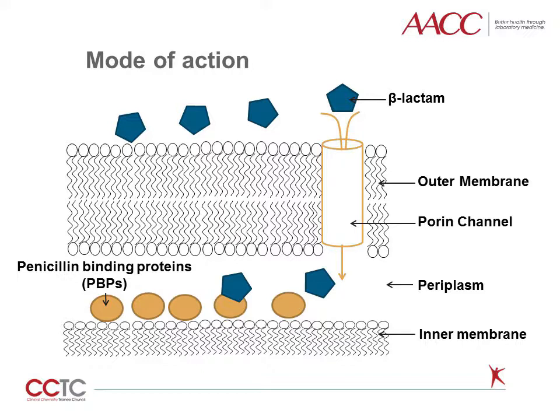Beta-lactam antibiotics target bacterial cell wall biosynthesis. They bind to and inhibit penicillin-binding proteins, or PBPs, which are required for building peptidoglycan, an essential cell wall component. In gram-negative bacteria, beta-lactams enter the periplasm through outer membrane porin channels and bind to PBPs, causing cell death. Beta-lactam resistance can be conferred by beta-lactamases, enzymes that hydrolyze beta-lactams. There are many different types of beta-lactamases with varying capacities to hydrolyze beta-lactams.